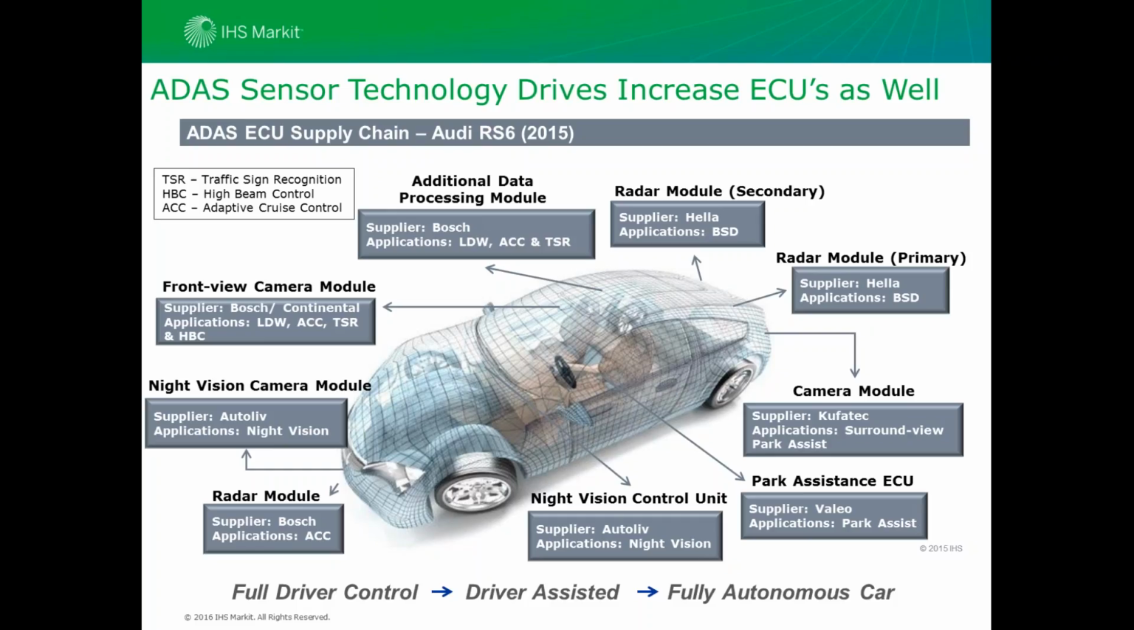More ECMs, more sensors, more cameras around the vehicle. It all takes computers and electronics to run as we move from a full driver control vehicle through a driver-assisted vehicle on our way to a fully autonomous car.